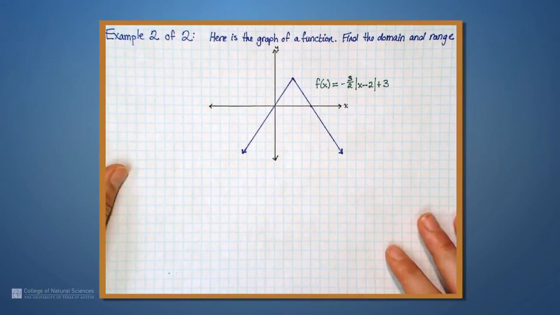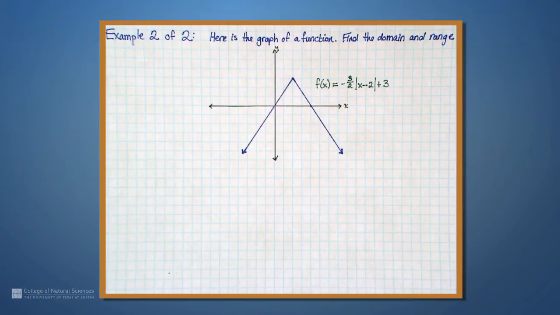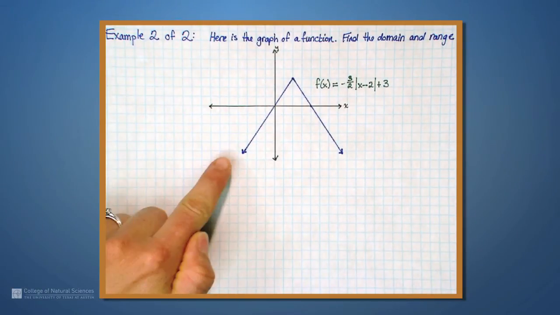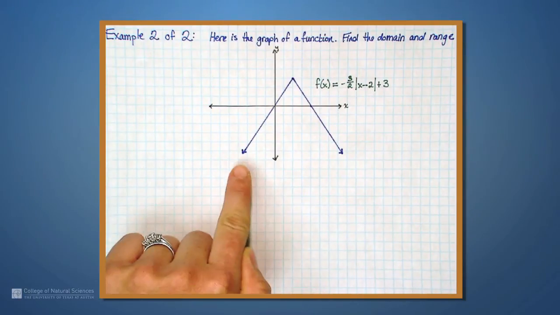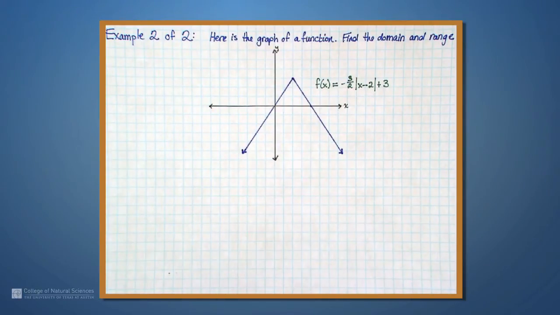Here is a graph of a function, find the domain and range. So this problem helps you out a little bit. It says, okay, it's definitely a function. And it's got millions of inputs and millions of outputs, right? In fact, how many inputs are there? How many x's are there that have y's associated to them?